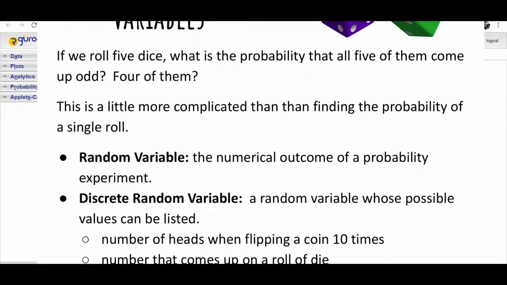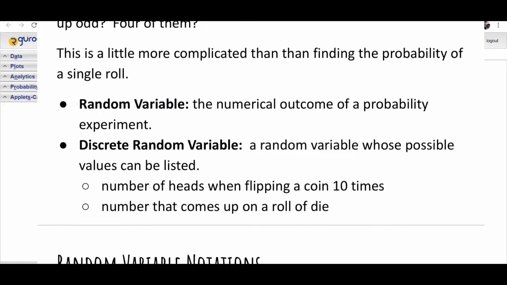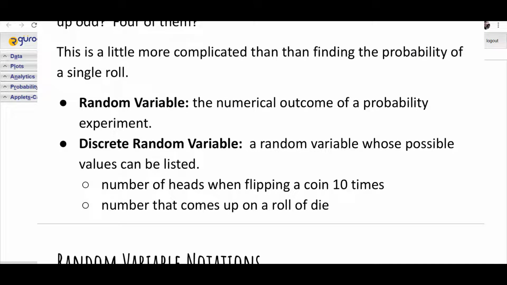So in order to do that, first let's introduce you to some vocabulary. The first phrase is random variable. We're going to talk about random variables, and all that is, is a numerical outcome of a probability experiment. So it's a variable because it could change. You never know what's going to be the outcome. Like if you were to roll one die, just one, you have no idea if it's going to land on 1, 2, 3, 4, 5, or 6. It's random. So the numerical outcome of a probability experiment, that's a random variable.